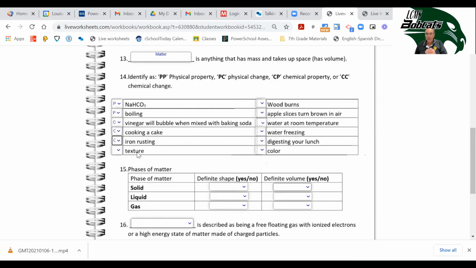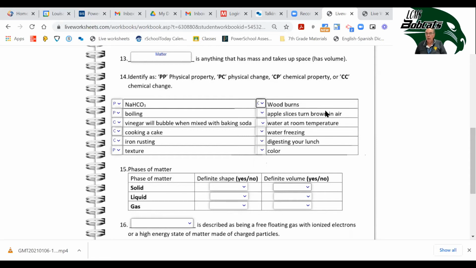Texture describes the substance, whether it's rough or smooth, but it's not happening, so it's not an action, it's not a change. It describes something that we can observe with our 5 senses or measure. We can observe the roughness with our 5 senses, so it would be a physical property. Wood burns. That describes what wood will do around heat, and it'll make a new substance, which would be gaseous. So this is a chemical property.